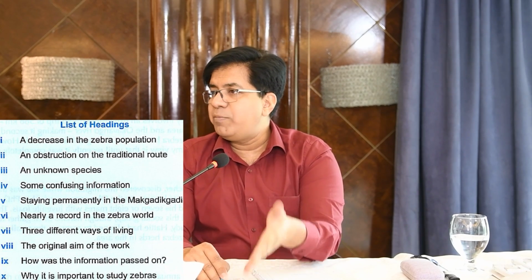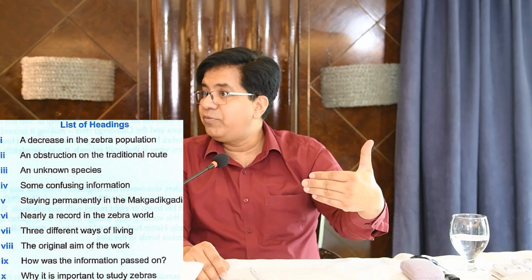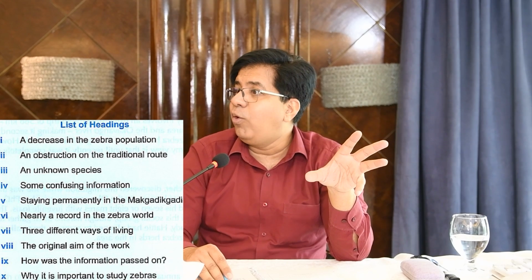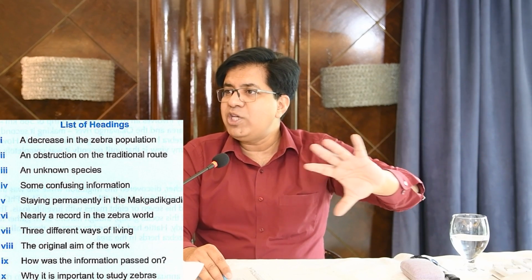Heading number 2, obstruction on traditional route. Obstruction, we just read this word. So maybe there was a traditional route of zebras and they put some fences over there. Fence means like a sort of wall or all that. Heading number 3, unknown species. In one paragraph, they will talk about an unknown species. For example, if they say zebras were killed by some wild animals and nobody knew about them, unknown species.